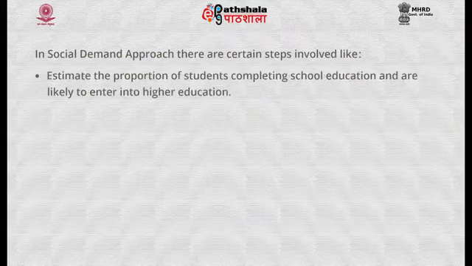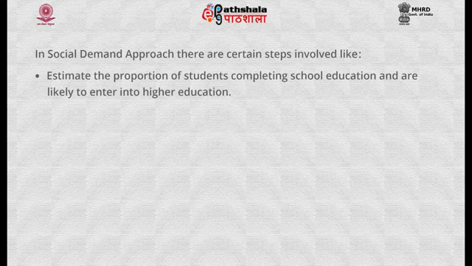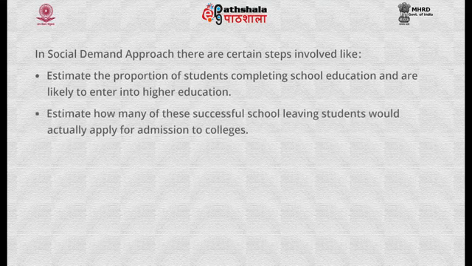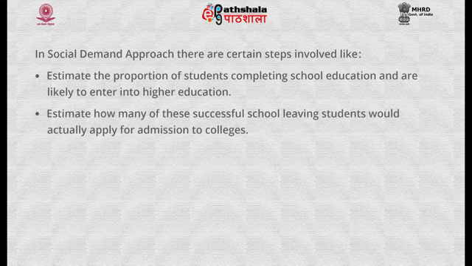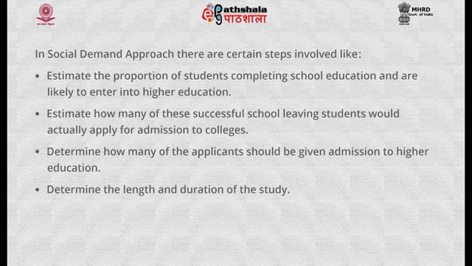In this approach, there are certain steps involved. Like, to estimate the proportion of students completing school education and likely to enter into higher education. Second is to estimate how many of these successful school leaving students would actually apply for admission to colleges. To determine how many of the applicants should be given admission to higher education. To determine the length and duration of the study.